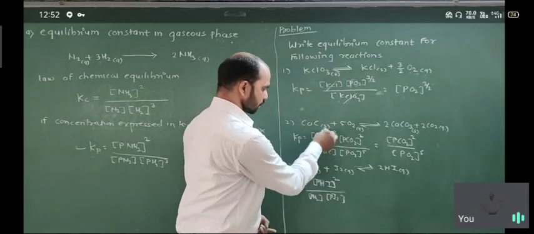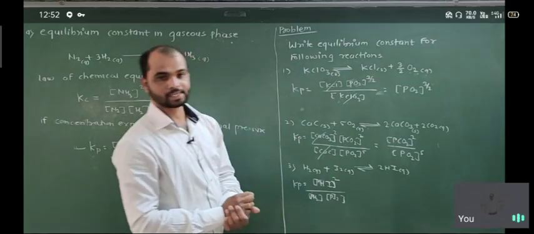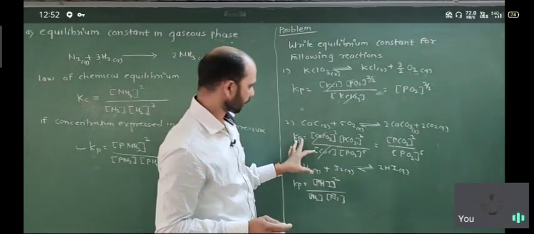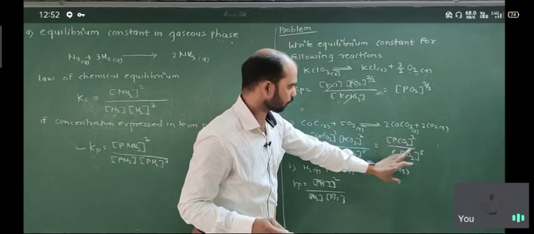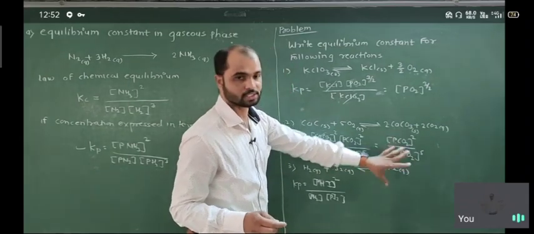That means these are in a solid state, so again they are neglected. So only what remains, Kp is equal to the concentration of CO2 upon the concentration of O2. Okay, so this is the equilibrium constant.